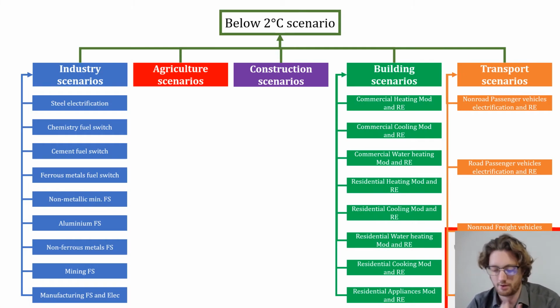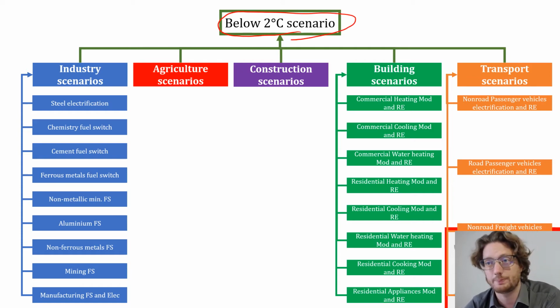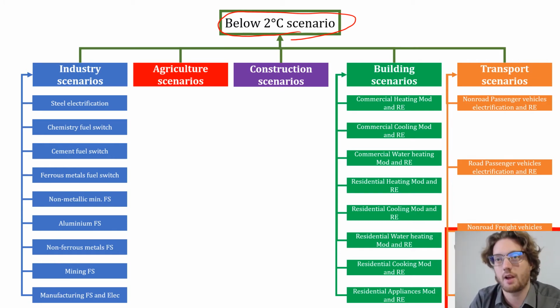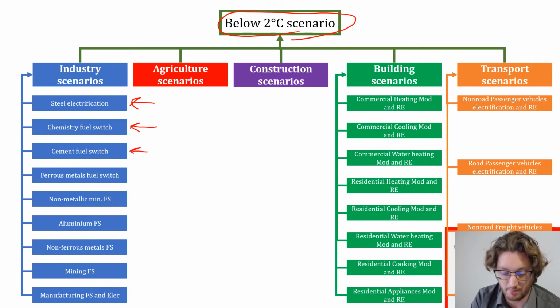So here I have set up a below 2 degree scenario. This is a main scenario, and here I'll split it into my main branches. I have industry, agriculture, construction, building, and transport. Those are my main branches. But instead of having a big below 2 degree scenario, I can pick and choose. So I made a small scenario for steel electrification, one for chemistry fuel switch, one for cement fuel switch, one for ferrous metal fuel switch, and so on.